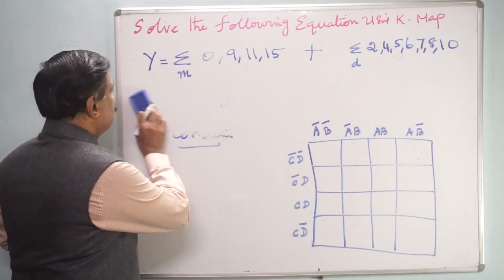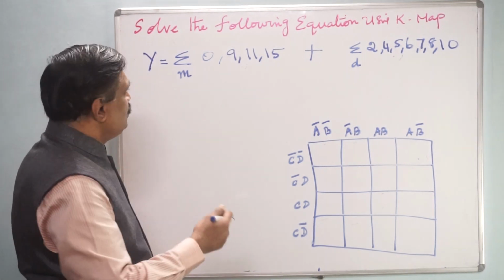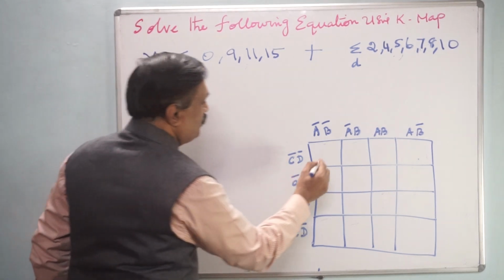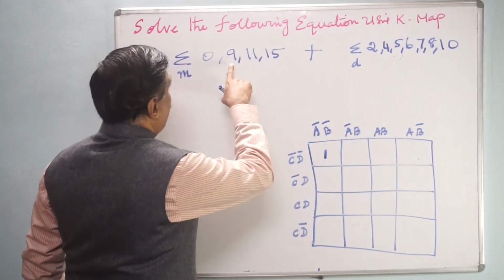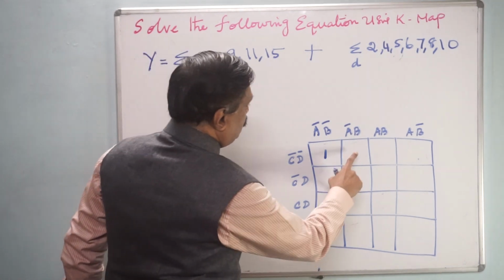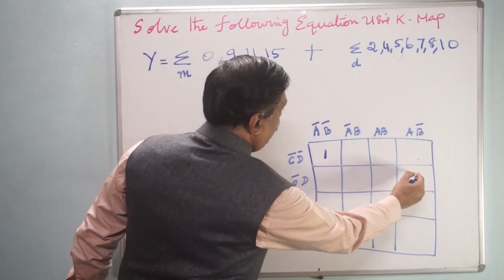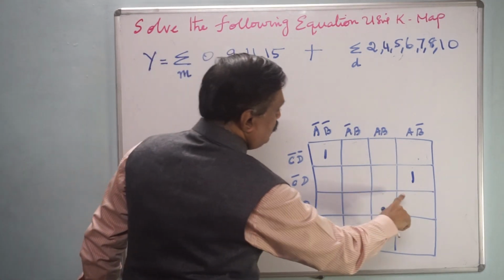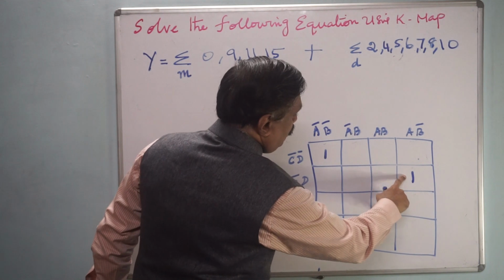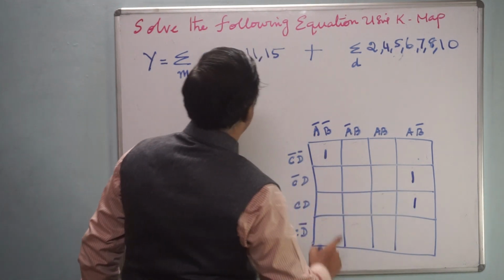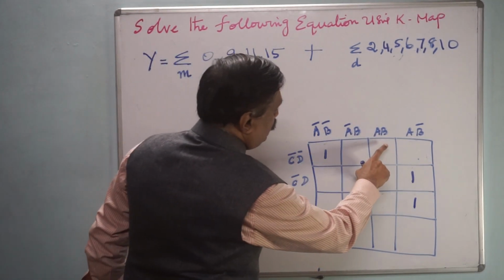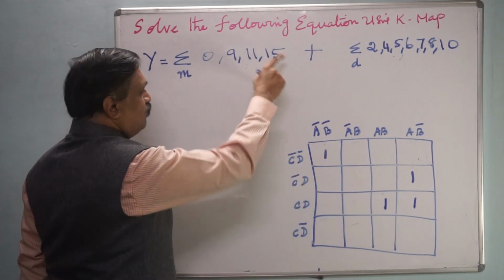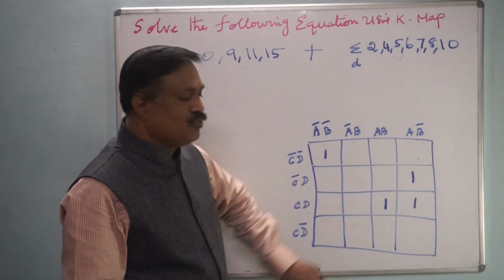Now, just like in the last class, you have to fill these minterms in the cells. 0 is given, therefore you fill 1, and 9 is given. This is 4, 5, and 9. This is 8, 9, 10, 11, and 11 is given. 12, 13, 14, 15, and 15 is given. That means four ones are there, and I have filled four ones.